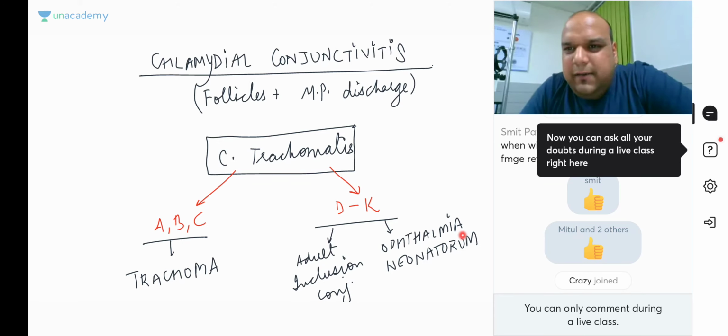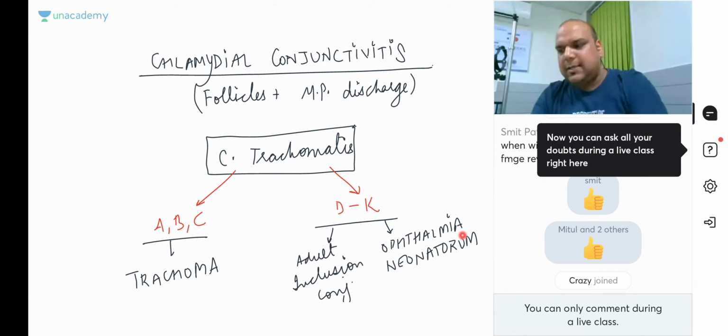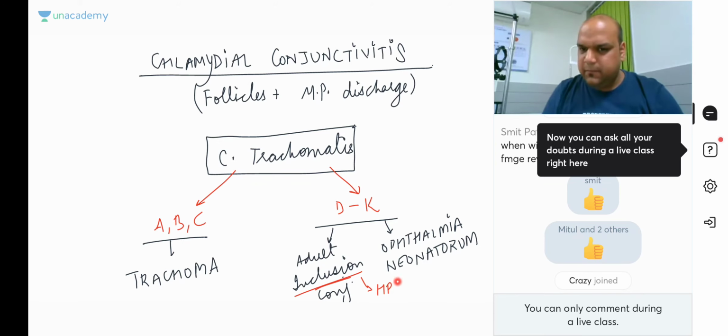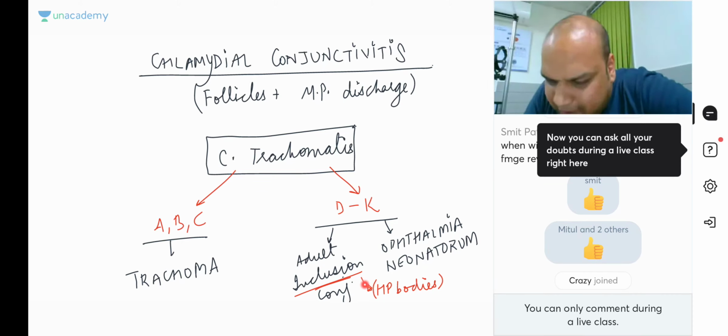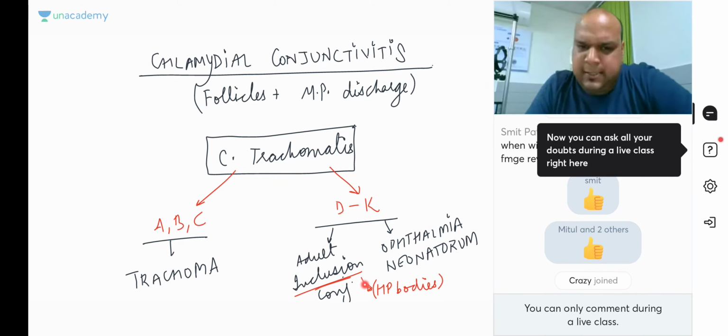In adult inclusion conjunctivitis there is nothing to be discussed, I will not be discussing it. It has inclusion bodies which are called HP bodies. That is why it is called adult inclusion conjunctivitis. If you don't know, please remember inclusion bodies, HP bodies. I hope you know your basic microbiology, guys. Halberstaedter-Prowazek bodies, intracytoplasmic inclusion bodies are seen. That's it.